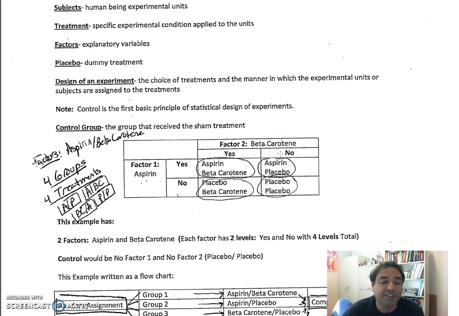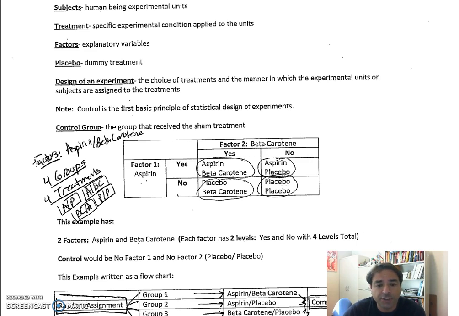So this table shows that we're going to have one group, yes aspirin, yes beta-carotene. One group, yes aspirin, but no beta-carotene, and notice I put a placebo in there. The idea of having a placebo is that each group has 2 pills, even if one pill is a fake pill. Then this group will receive yes beta-carotene, but no aspirin, with a placebo in there. And this group will receive no beta-carotene, no aspirin. If I didn't give you anything, you may say it's not really helping me. But if I give you 2 placebos, everyone's getting 2 pills.